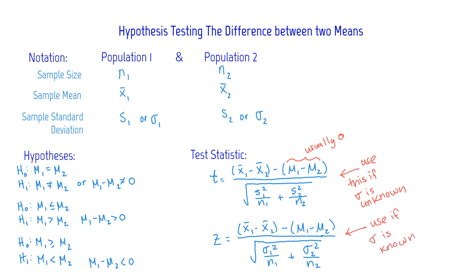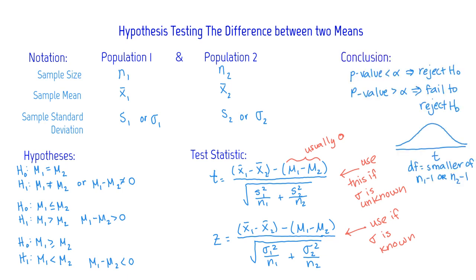Our conclusion that we make is going to be no different than what we did in Chapter 9. We're going to be using the p-value method. So if the p-value is less than your significance level alpha, the conclusion is still going to be to reject the null hypothesis. But if your p-value is greater than or equal to alpha, you're going to fail to reject the null hypothesis.